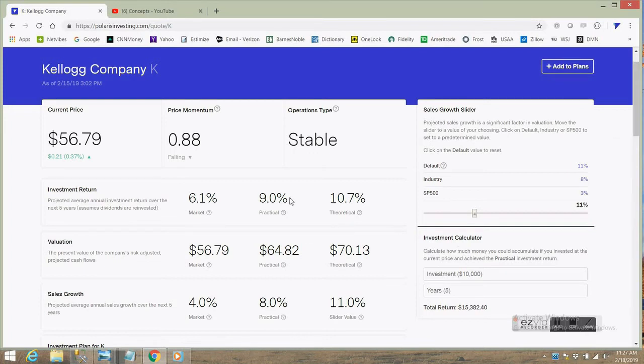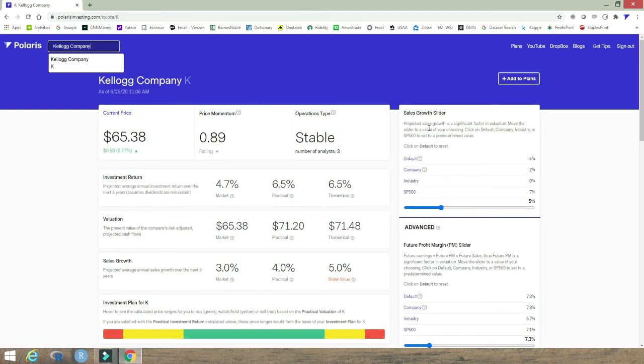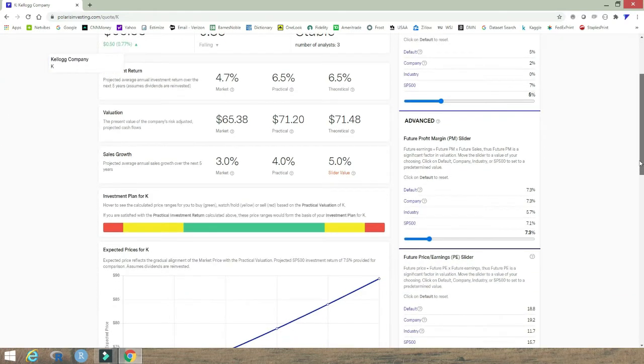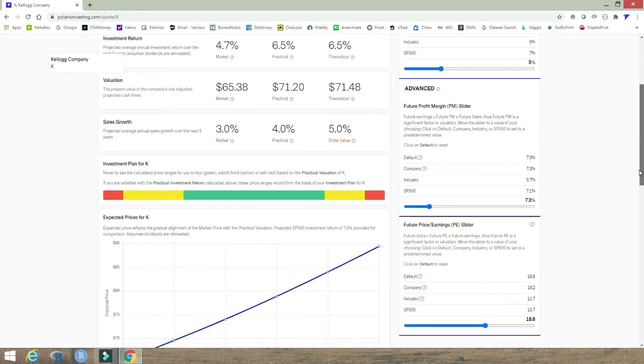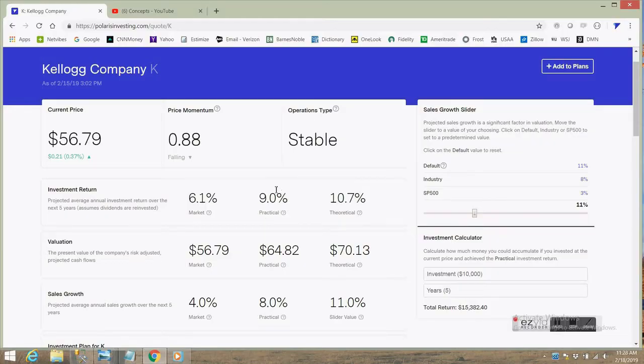And so when you decide you're ready to go and lock in, you've set the slider to where you feel like represents what, and I'm going to leave it at default. But once you've decided on the sales growth that you're going to go forward with, well, since this video was originally recorded, there are two additional sliders that you also can set before you lock in and make it part of your plan, namely the profit margin slider and the price earnings slider.